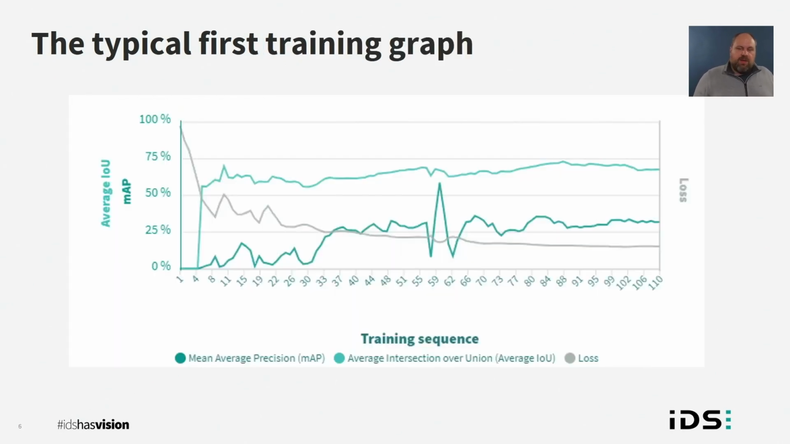Then they train this, and a typical graph could look like this. As you can see, it's not bad, but it's also not perfect. But you would say, okay, I didn't put much effort into my dataset, so this looks quite good. We have loss that continually decreases. We have a mAP, a mean average precision, that is somewhat decent. And obviously, our average intersection over union is also okay-ish.